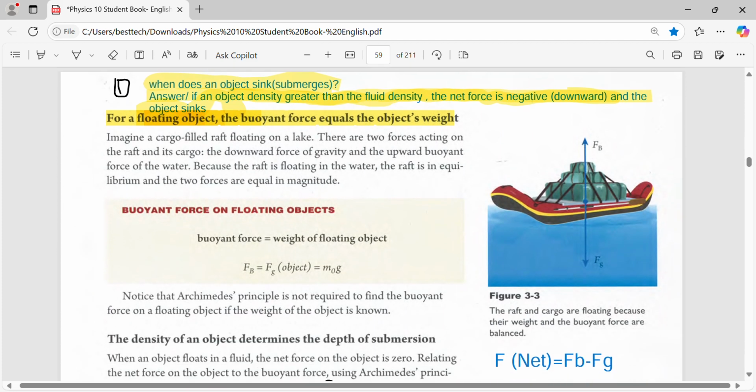It is important to memorize this rule. Guys, today it's enough. For the next lesson, inshallah, we will study when the object goes under the water or when the object can't stay on the water. We have some situations, and then we will solve examples, inshallah.